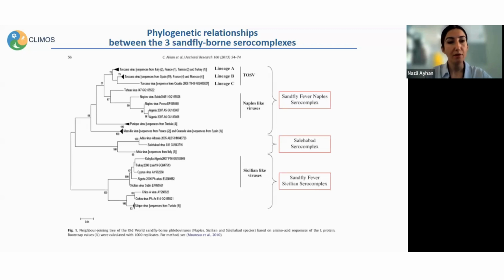In the Naples group, we have 2 human pathogens. One of them is Naples virus, which causes 3 days fever. And we have Toscana virus, which can cause central nervous system infections. And in the Sicilian serocomplex, we have Sicilian virus, which can also cause 3 days fever. In the Salehabad complex, one virus has been identified in only one case as a human pathogen for now. So the current knowledge is still limited on the pathogenicity of this group.